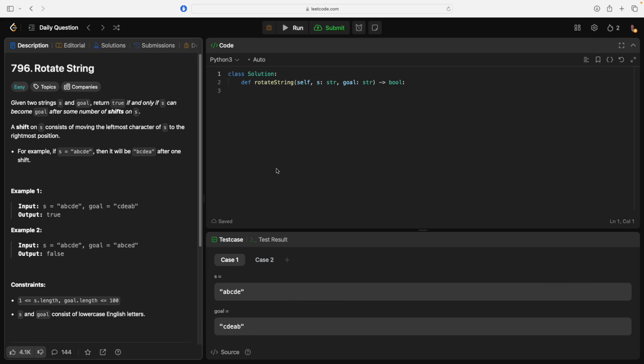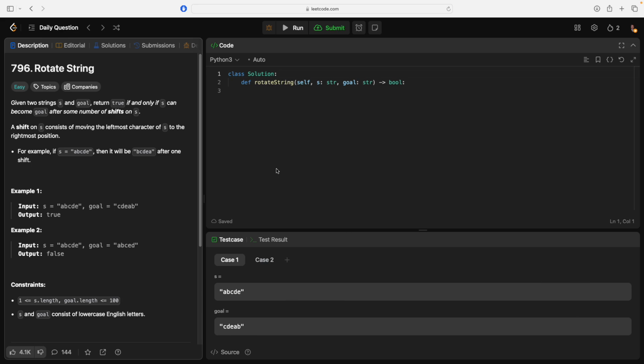Given two strings s and goal, return true if and only if s can become goal after some number of shifts on s. A shift on s consists of moving the leftmost character of s to the rightmost position. For example, if s is A B C D E, then it will become B C D E A after one shift.